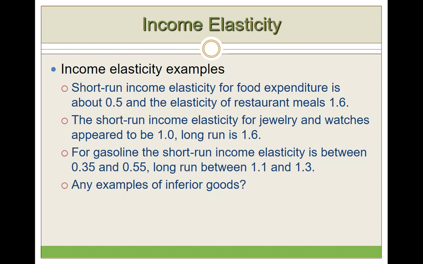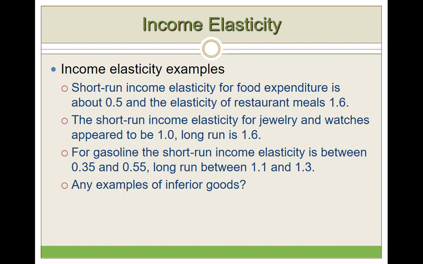But generally, short-run income elasticity for foods is apparently 0.5. Restaurant meals are 0.56. So restaurant meals are superior goods compared to food expenditure. Oh, sorry, food that we usually cook at home, for example, yeah? Have a read of this.